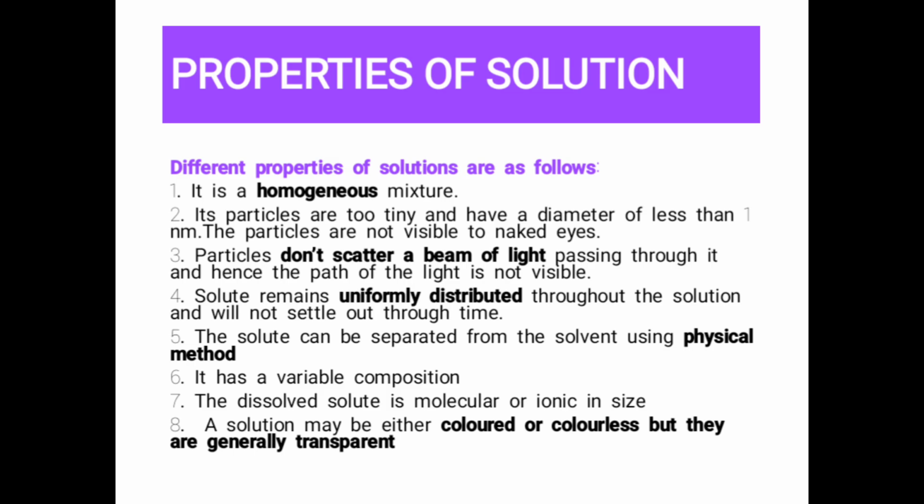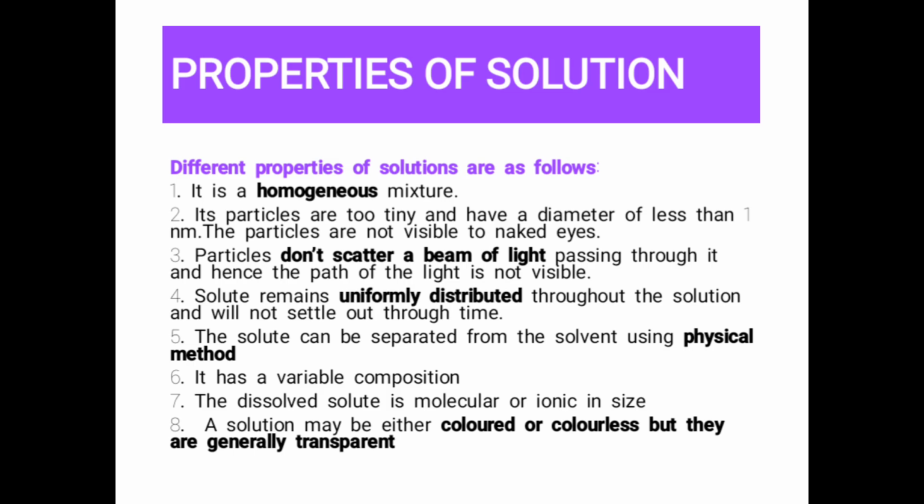And then the solute can be separated. Usually, they can be separated from the solvent using a physical method. For instance, you can separate the solute from the solvent in a salt solution by evaporating the solution, such that the solvent evaporates or goes away, leaving the solute behind. So, using most of the separation techniques, you can separate the solutions. Then, a solution has variable composition, and the dissolved solute is molecular or ionic in size.